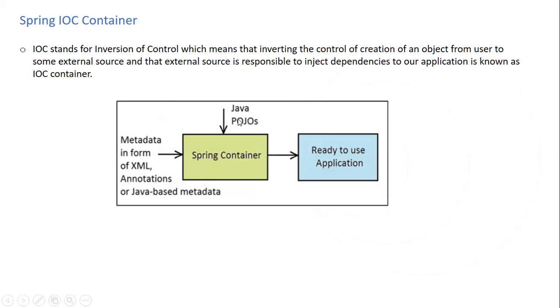For each bean, it requires some metadata. So metadata you can pass in the form of XML, annotations, or Java-based metadata. Now based on that, it will create all the beans, and you can use those beans, those objects, in the application directly. So now all the objects are ready to use in your application. That is known as the container.